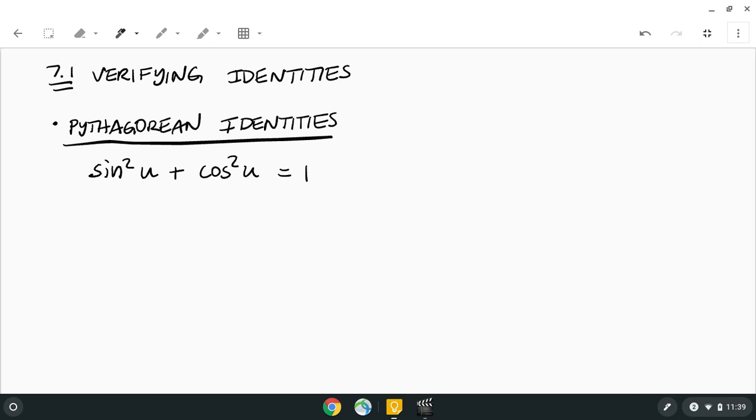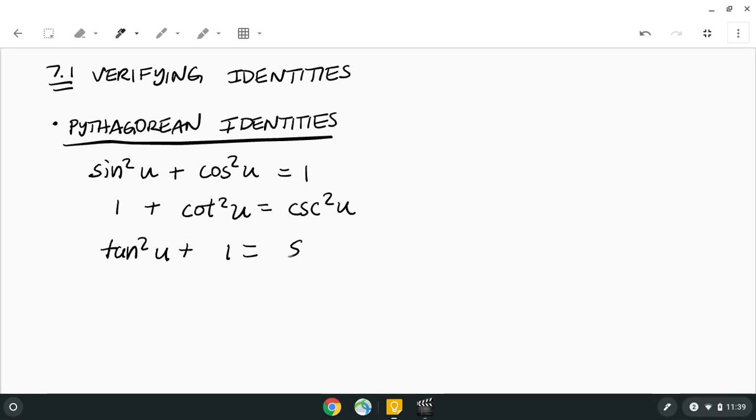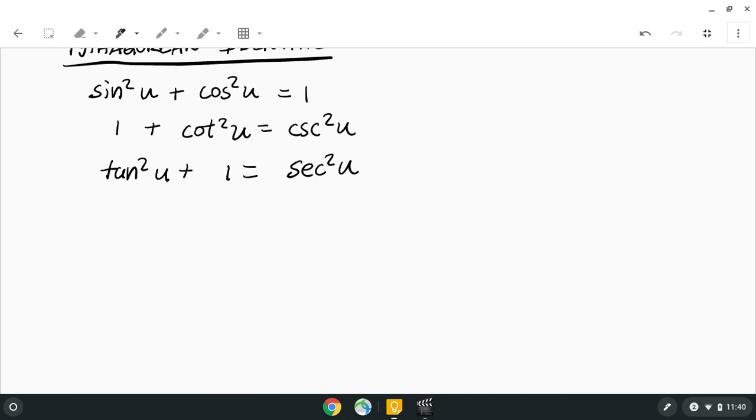We have that one, and then if you divide everything by sine squared, or you divide everything by cosine squared, you get the other two. Okay. So we have 1 plus cotangent squared equals cosecant squared. And then we also have tangent squared plus 1 equals secant squared. Okay. I'm going to give you some more identities.